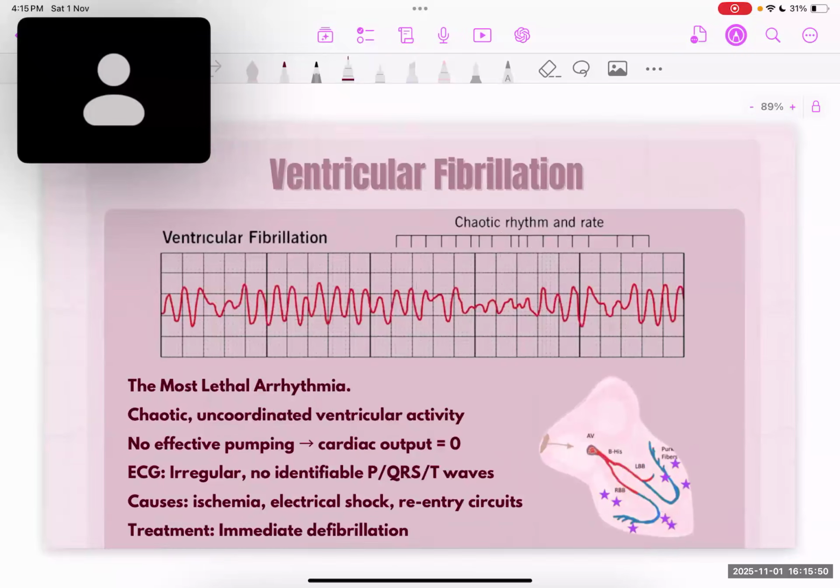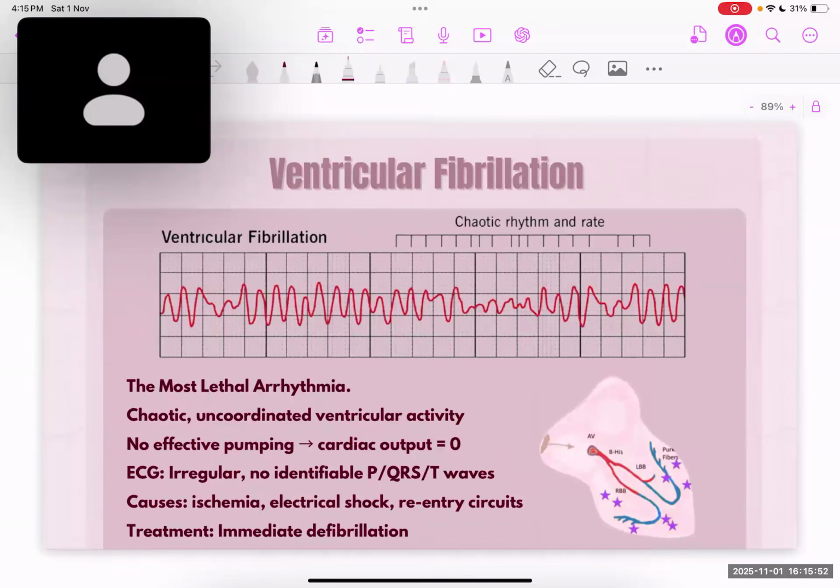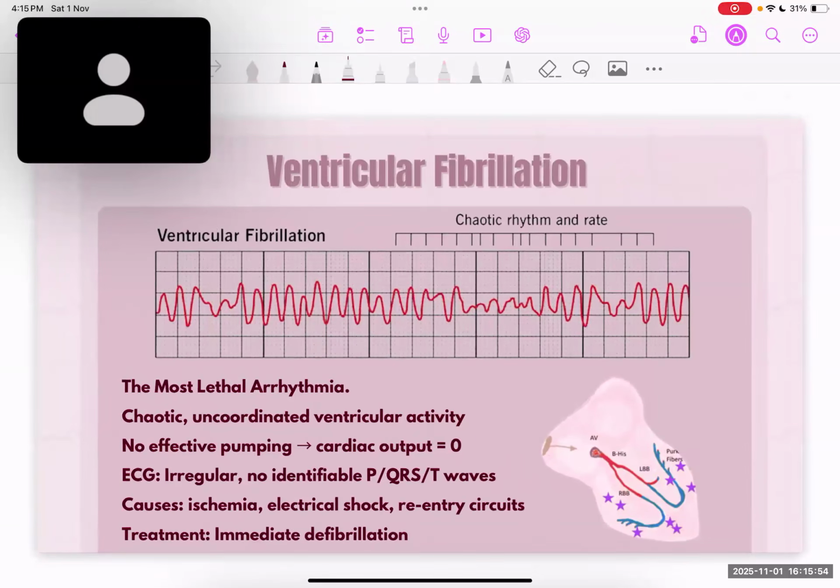Now, let's come to what we've been talking about, ventricular fibrillation. Can you see there's nothing here that makes sense? You can't tell where a P wave is, where the QRS complex is. You cannot tell anything that's happening. It's so random. It's the most lethal arrhythmia. It's chaotic, uncoordinated ventricular activity.